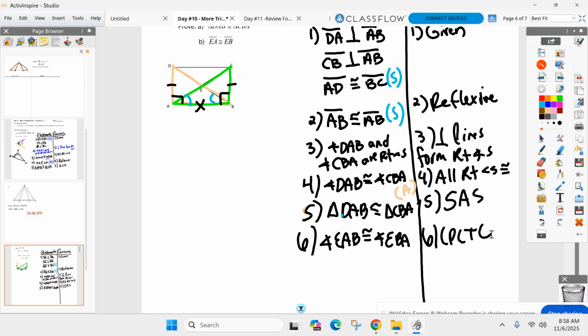And what was your thought, Addie? Is it now isosceles? Why? Because it's got what? And everyone, what's across from the congruent angles? Congruent sides. Okay, everyone see that this triangle EAB is isosceles. So across from the congruent angles are the congruent sides we needed. EA congruent to EB. In a triangle, congruent angles are across from congruent sides.